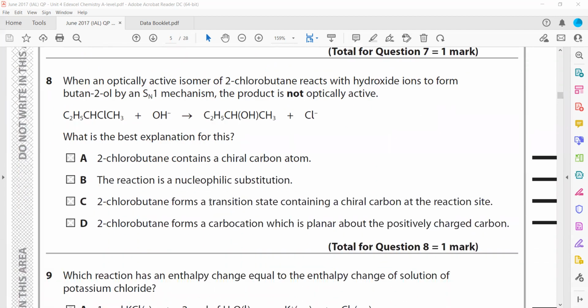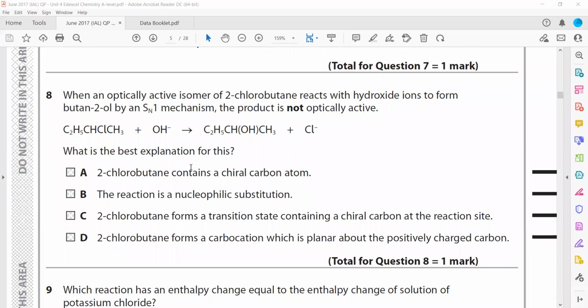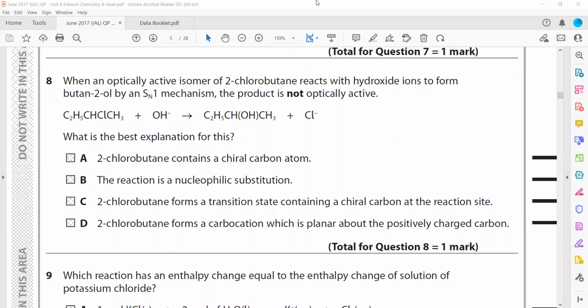In question 8, an optically active isomer, 2-chlorobutane, reacts with a hydroxide ion to form butanediol by the SN1 mechanism. The product is not optically active. SN1 reaction means tertiary halogen alkane undergo SN1 reaction. First the bond will break and then the bond will form. What is the best explanation why the product is not optically active?